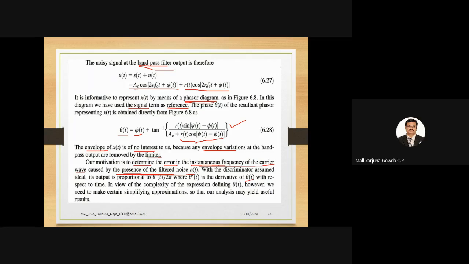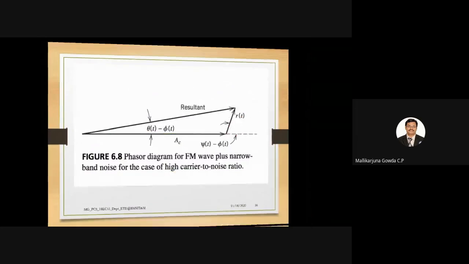Okay, so as I said, the discriminator will have a slope network. The slope network is also known as a differentiator, right? So obviously I can write the output of the discriminator will be the derivative d by dt of theta of t. That is why I write here theta dash of t, okay, over the interval 2 pi. Okay, so this equation seems to be complex, but we simplify this by doing approximations. Let us try to understand what are those approximations we do to simplify that.